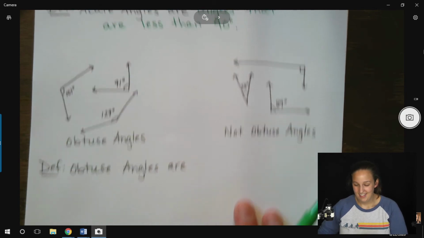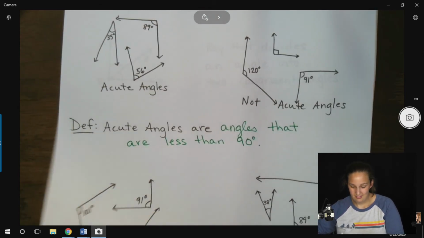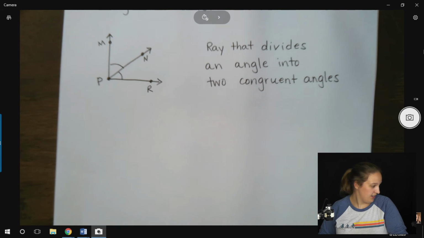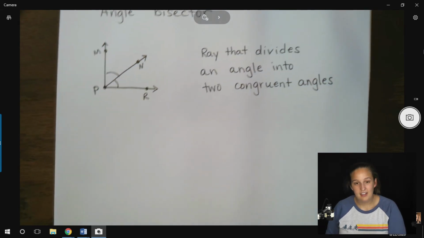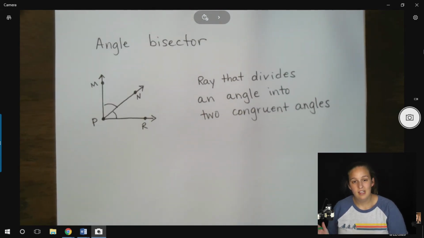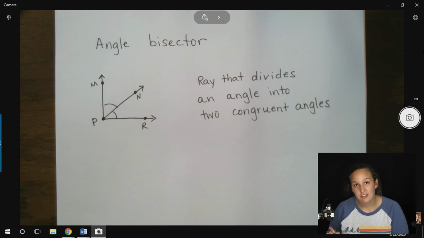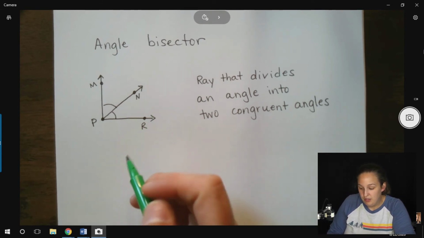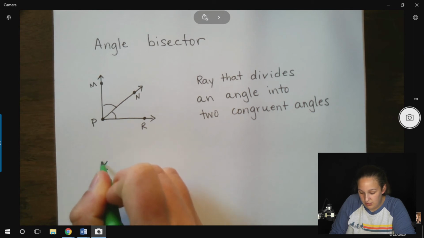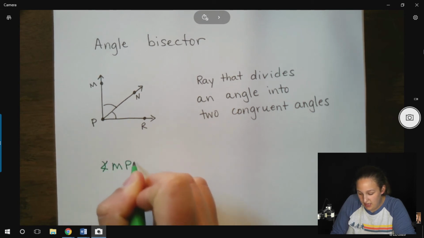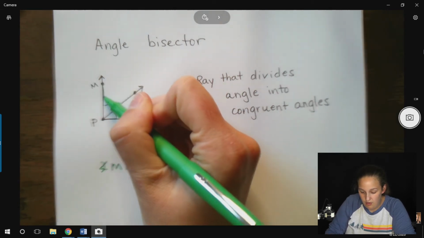All right, so the final thing we're going to talk about here is angle bisectors. Angle bisectors are rays that divide an angle into two congruent angles. So your initial angle here was angle MPR. This right here.